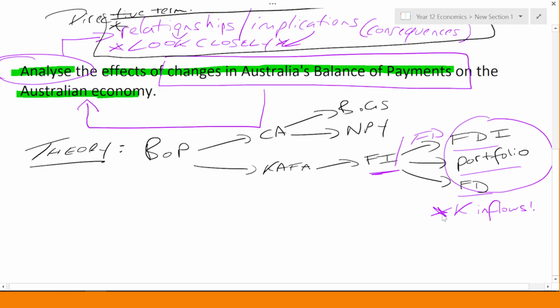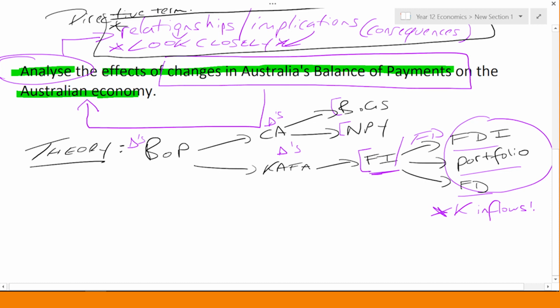So when I'm thinking about changes in the balance of payments, what I'm really thinking about are changes in the current account and changes in the capital and financial account. And those are caused by smaller changes: changes in BOGS, changes in NPY, changes in foreign investment, foreign debt.